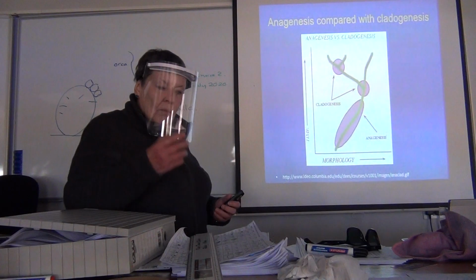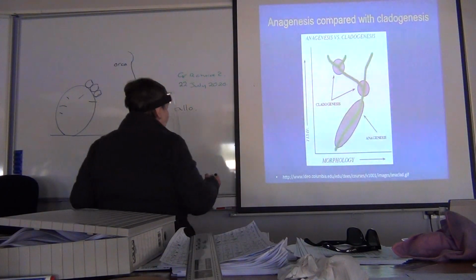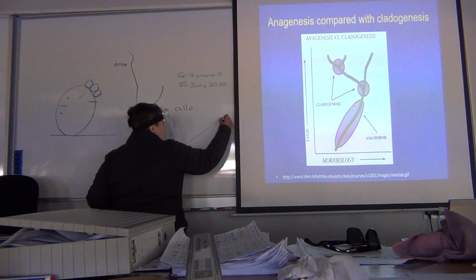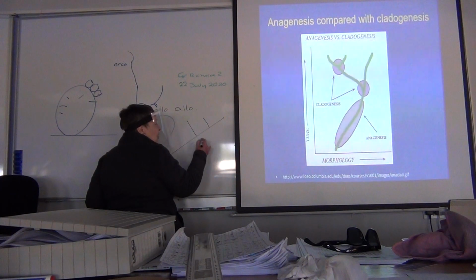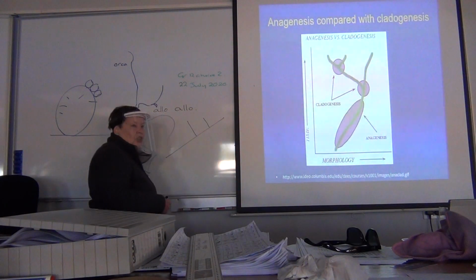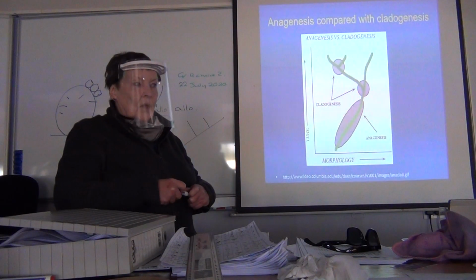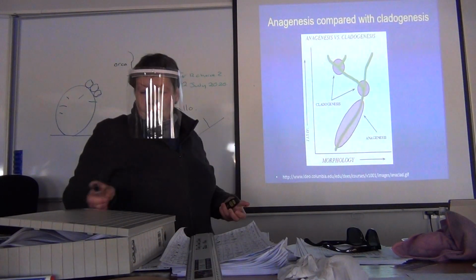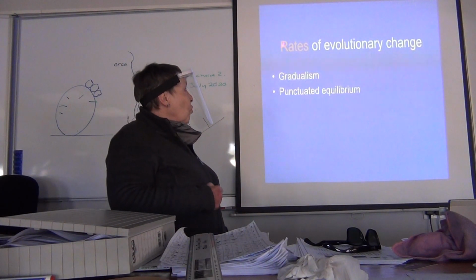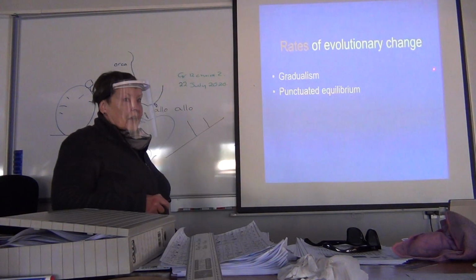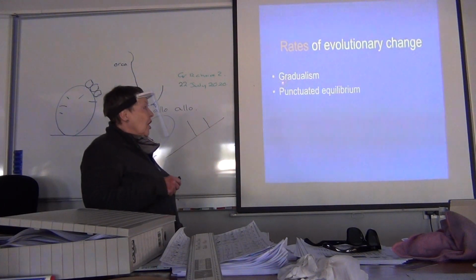And your way of remembering it would be, do you remember a cladogram? Being like that? It branches. So the cladogenesis one is a branching, and the anagenesis one is the blurring one. Okay. Right.